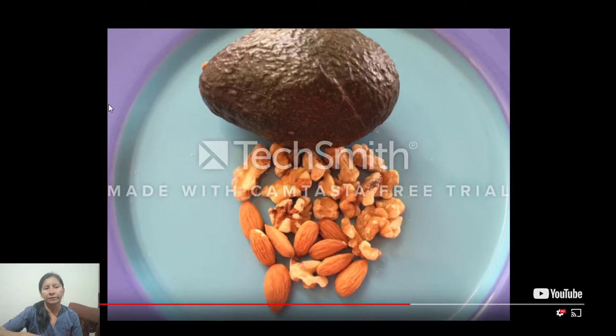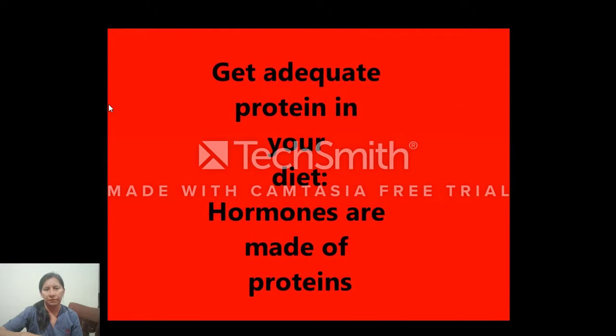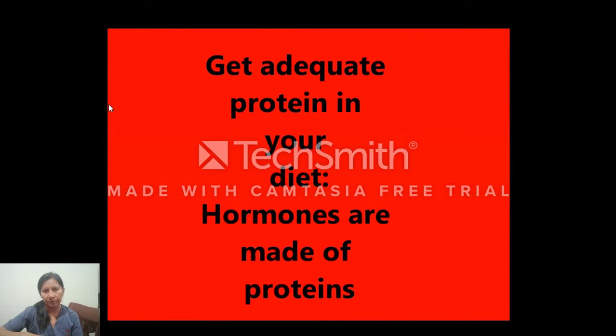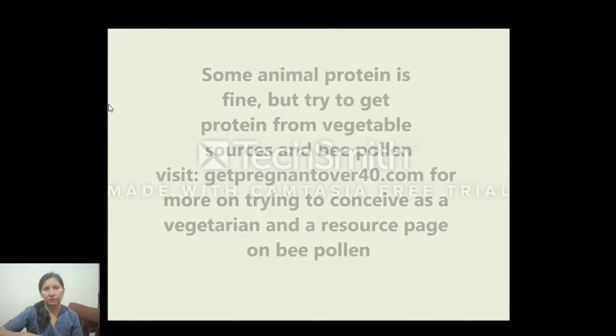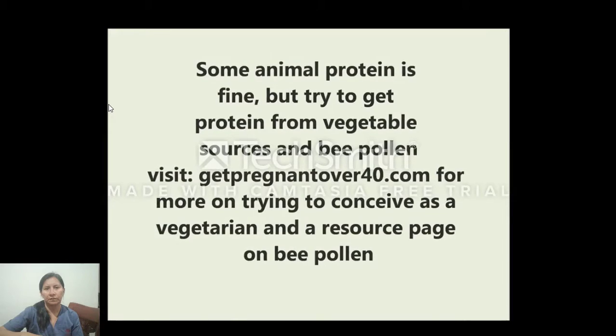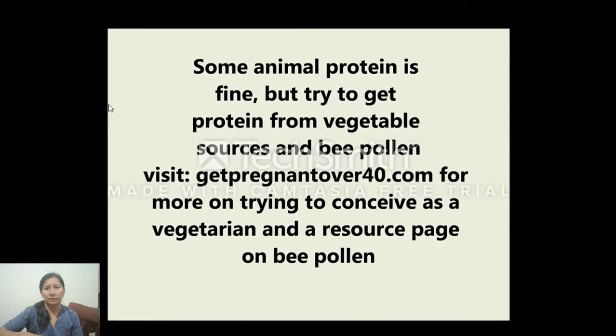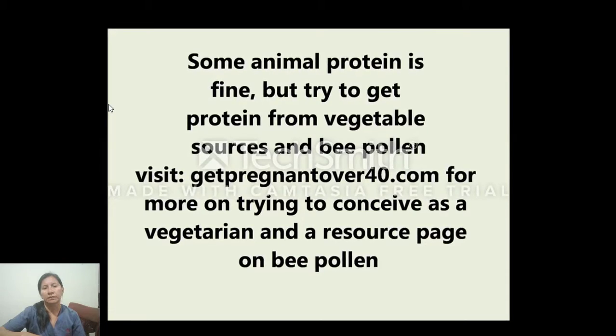You also need to increase protein in your diet. Hormones are made of proteins. Good sources would be vegetable protein. You can also have some animal protein as well. Things like bee pollen are also great as well. My website has a whole section on fertility foods and bee pollen.